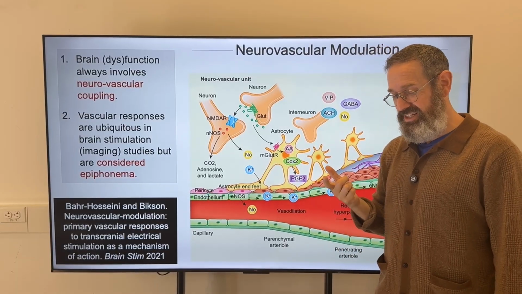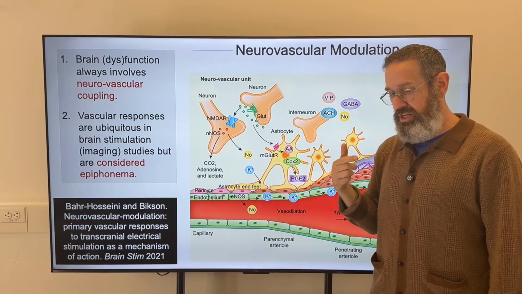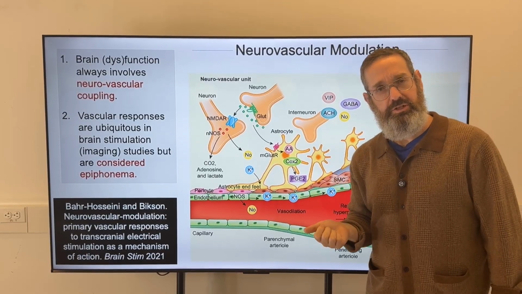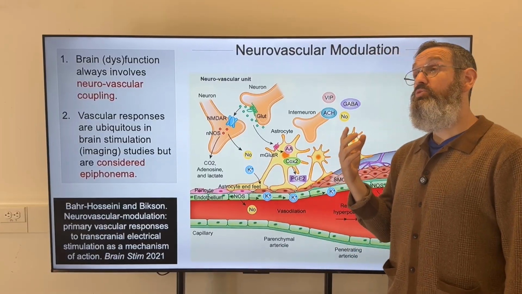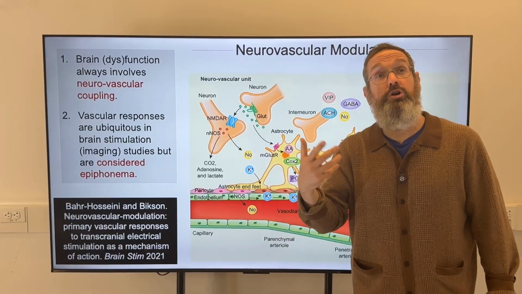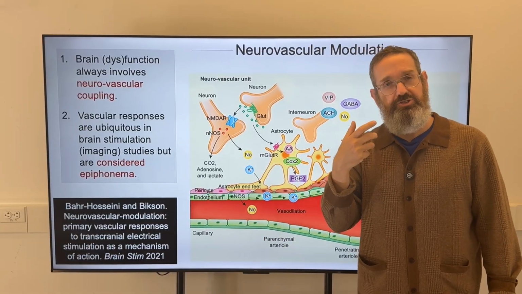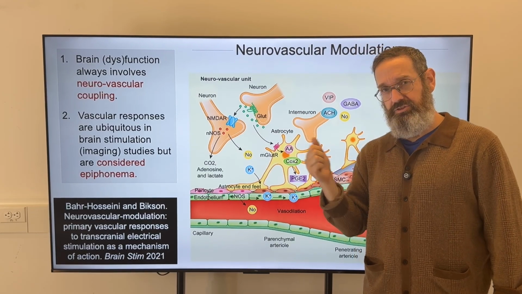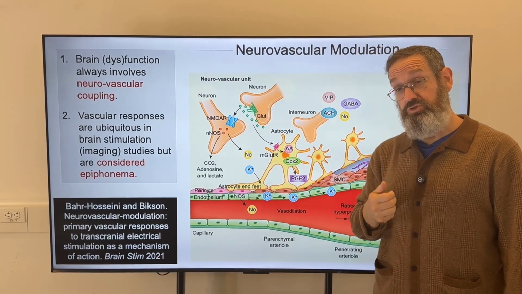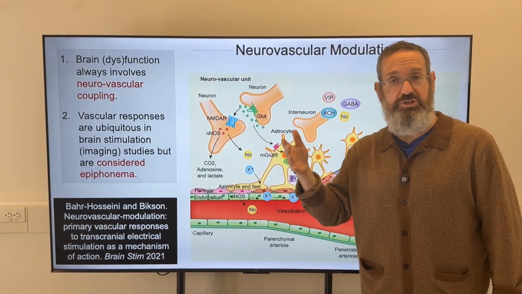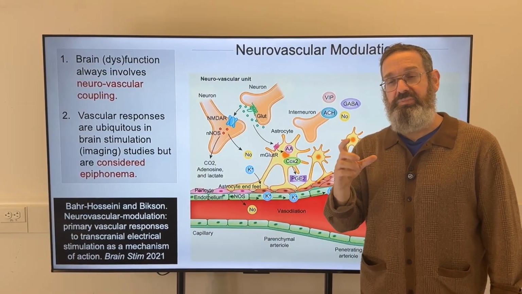The second piece of it is everyone already knows that neurovascular coupling is affected by brain stimulation. And the reason we know that is there are many techniques that are used to measure or image how the brain responds to stimulation that are vascular based. Perhaps one of the most well-known ones is something called functional magnetic resonance imaging, fMRI.